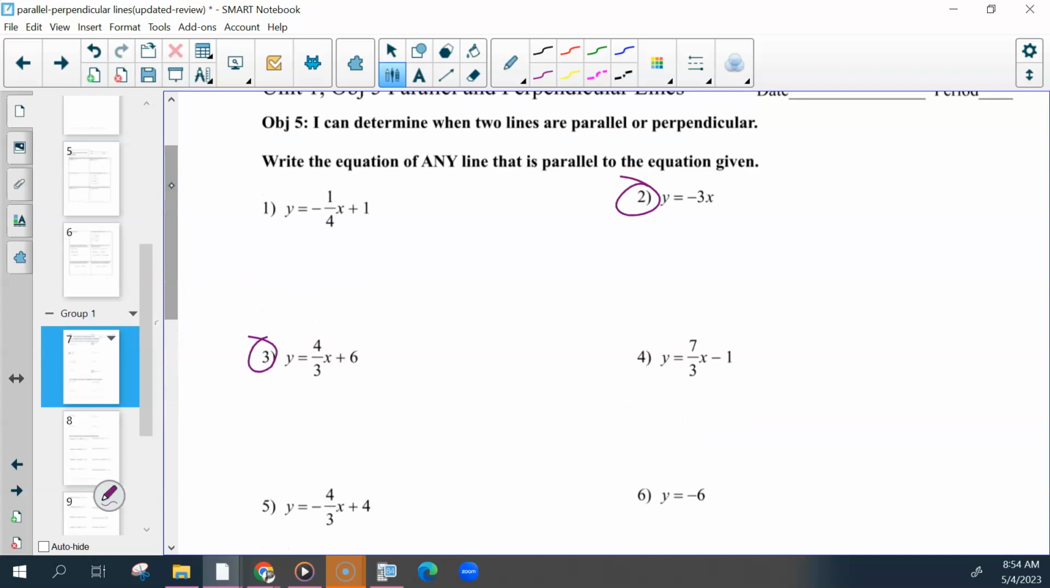So starting with 2, you have to know what the slope is that's parallel to this line. So what would that be first? -3. So that part is the same. Now we have to write the equation with that slope with a different y-intercept. So y equals -3x. Someone give me a y-intercept that's not 0. 2 works. It just can't be the same. So any other y-intercept except 0 works.